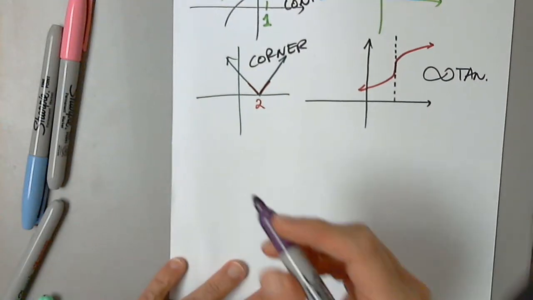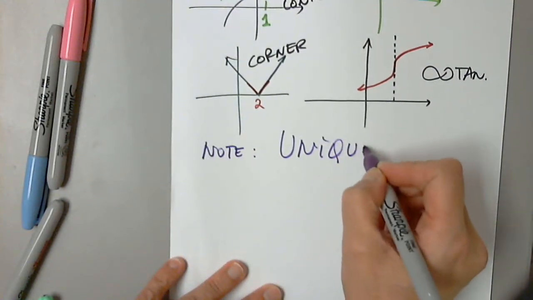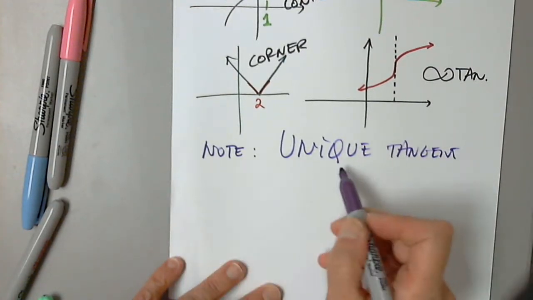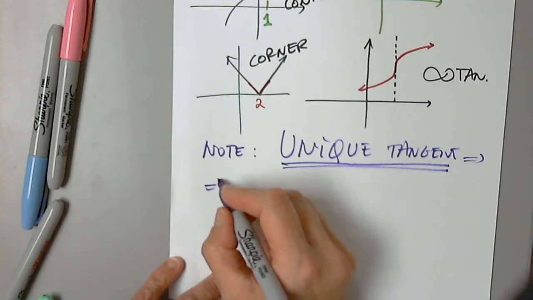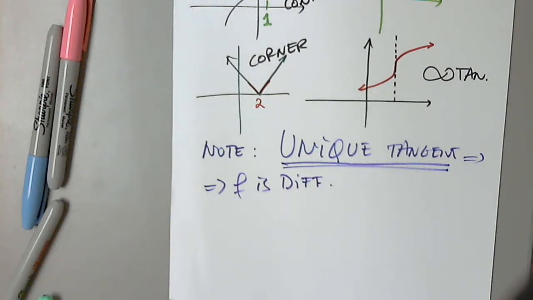So one more note. Unique tangent. If a function has a unique tangent at that point, then f is differentiable. So keep that in mind.